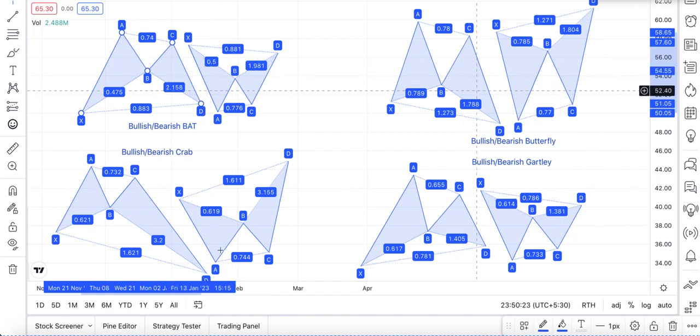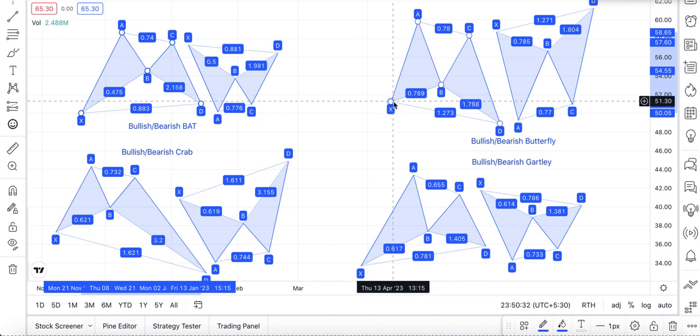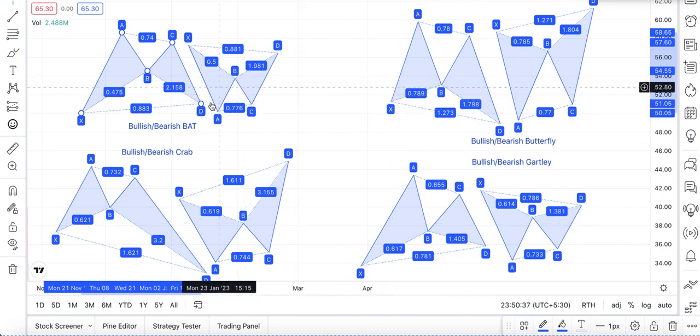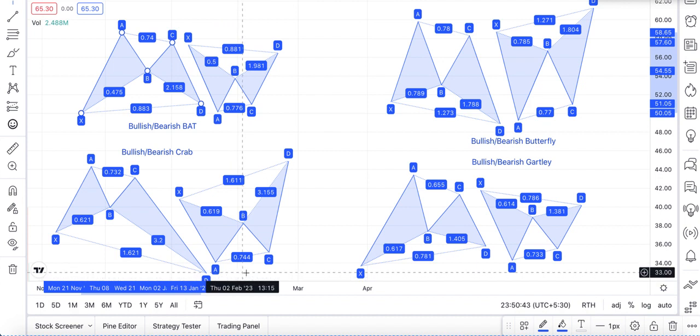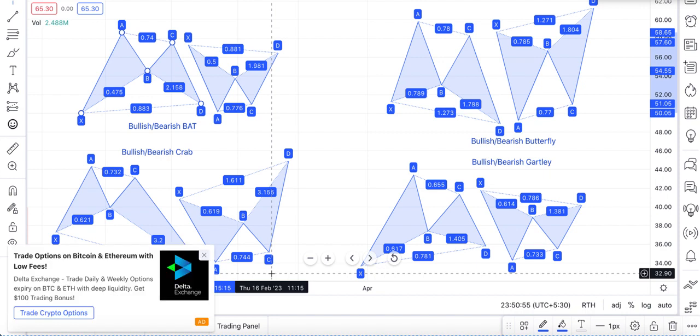Similarly, if you see butterfly as well as crab, both of these have this unique thing that the retracement leg CD goes beyond the point X, which was the first point of the harmonic pattern. Whereas for Gartley as well as the bat harmonic pattern, the retracement leg is much above this, and for the crab harmonic pattern, it's much below this. So all of these are set up on well-defined Fibonacci ratios, but the length of the retracement and the length of the impulse leg define which harmonic pattern is most likely to be followed.